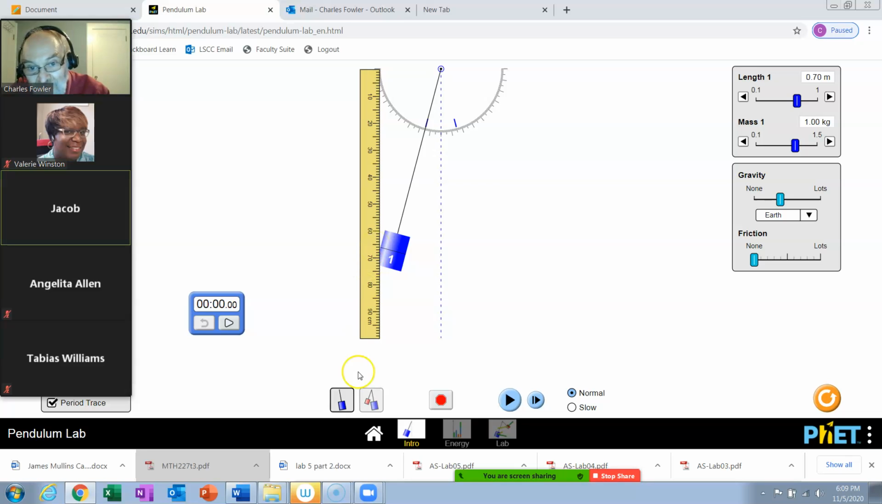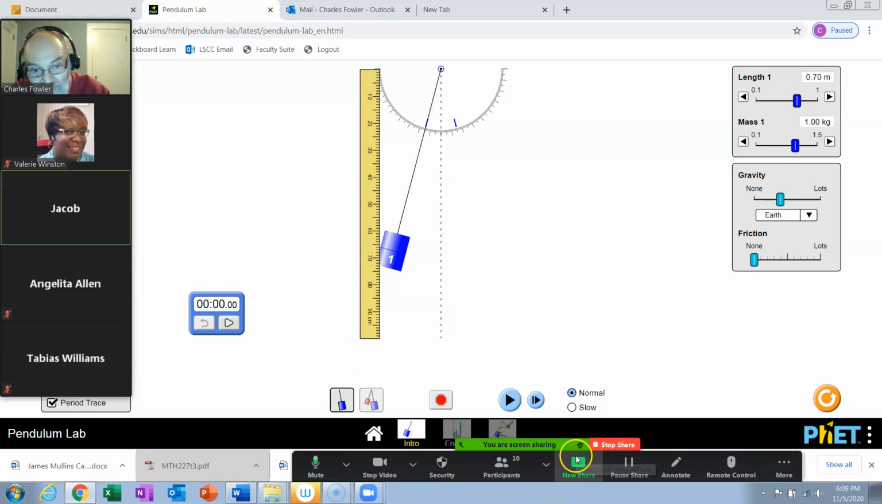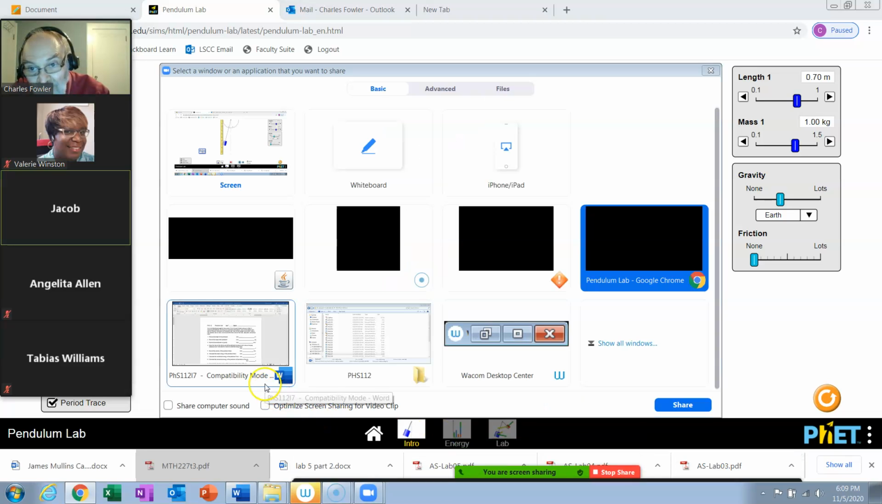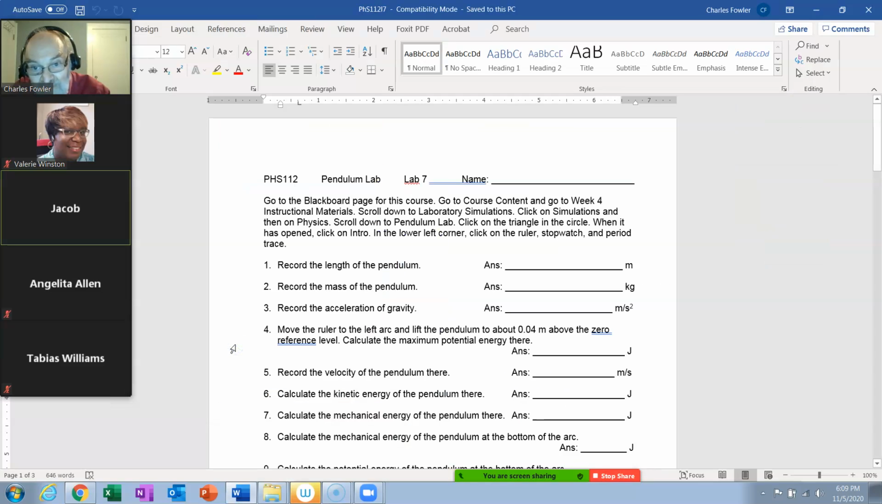Okay, so let's go back to our screen share. And it says move the ruler to the left arc, lift the pendulum about 0.04 meters above the zero reference level. Zero reference level is as low as it can go. That was at 0.7. This is 0.04 above that. Calculate the maximum potential energy there.